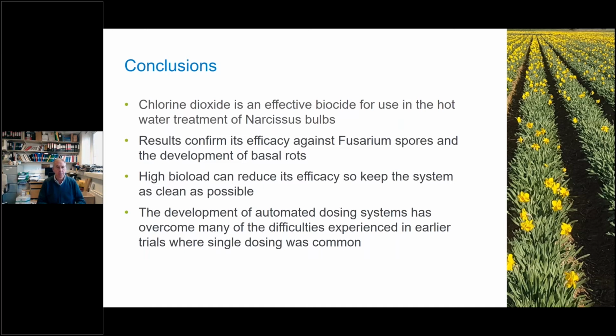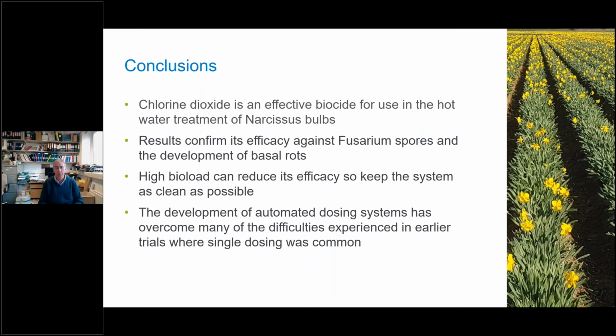So just to conclude from this short presentation, chlorine dioxide is an effective biocide for use in hot water treatment of Narcissus bulbs. We've shown that at lab scale, at small tank scale, and at commercial scale. And these results confirm its efficacy against fusarium spores on one side and the development of basal rot as well. So we're happy that it controls spores in the tank, and we're happy that that positive benefit is seen through to the development of basal rot.